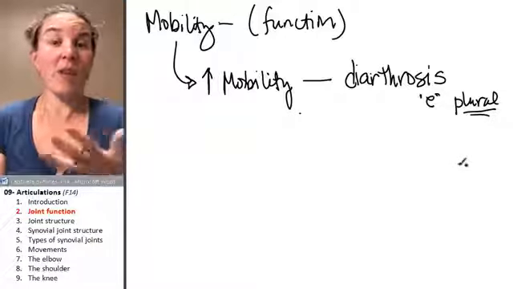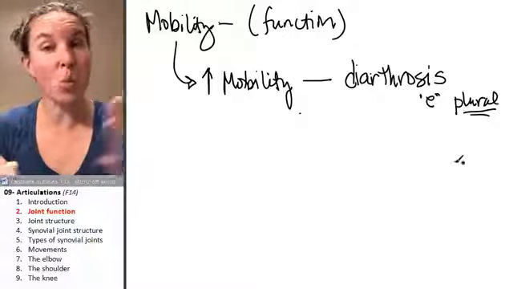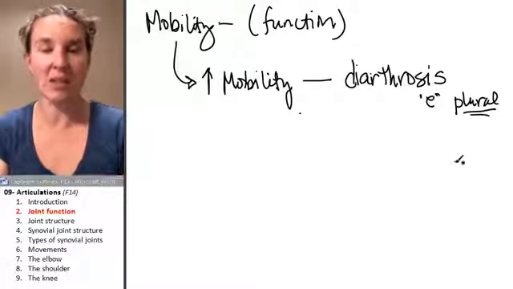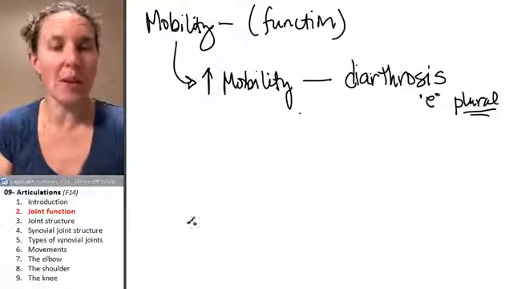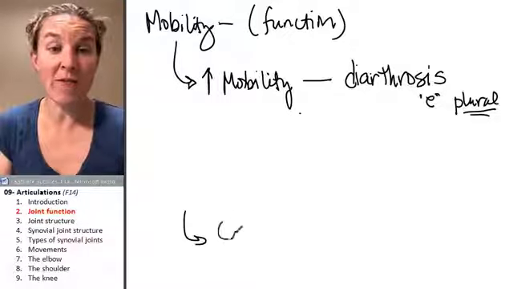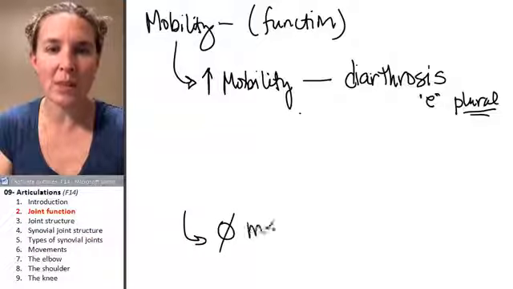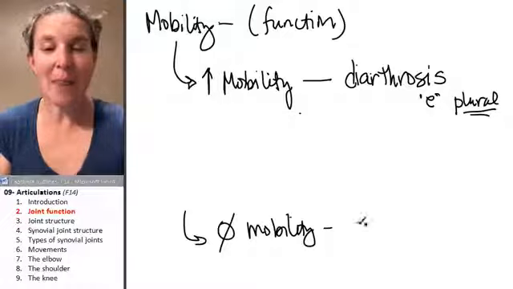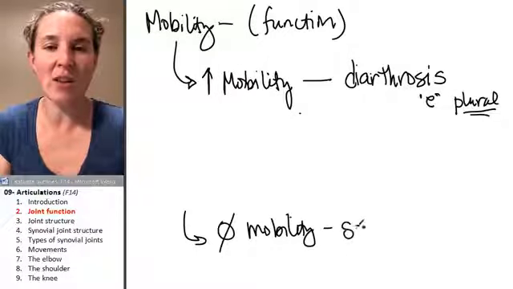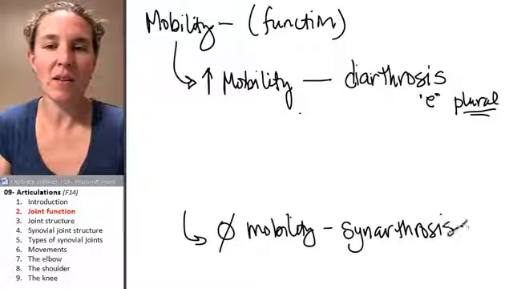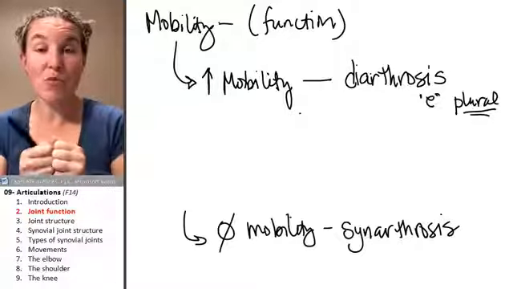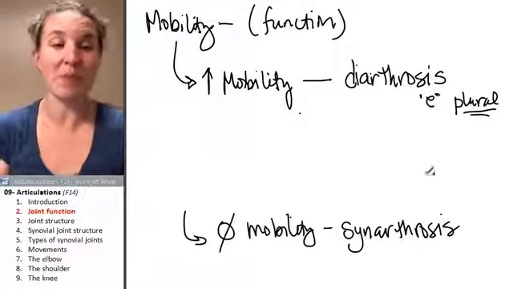Okay, so if a great deal of movement is one example of a joint classification, a diarthrosis, and your shoulder is an example of that, then would you agree that very little to no mobility is also a possibility? And these guys are called synarthroses. So a joint at which not very much motion or movement can happen, that's a synarthrosis.